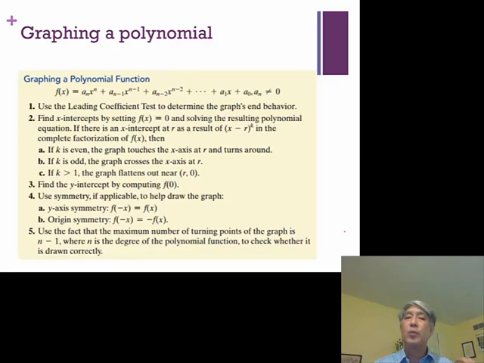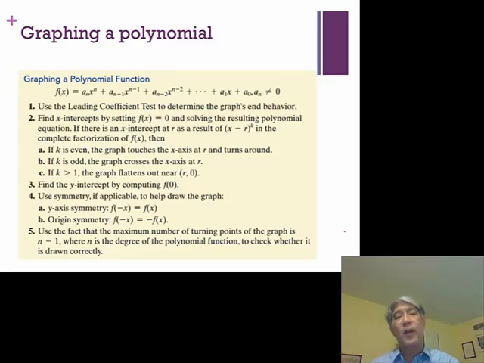The first thing you really want to do is use the leading coefficient test to determine the graph's end behavior. We're just going to label the graph, put an xy coordinate and say, is it going to go up on this side or down on this side? Then we'll go about finding x-intercepts by setting f of x equal to 0 and solving the resulting polynomial equation, paying attention to our multiplicities at this point. Because if I have an odd multiplicity, it's going to cross the x-axis. If I have an even multiplicity, it's going to touch the x-axis and turn around. So we need to pay attention to the multiplicities.